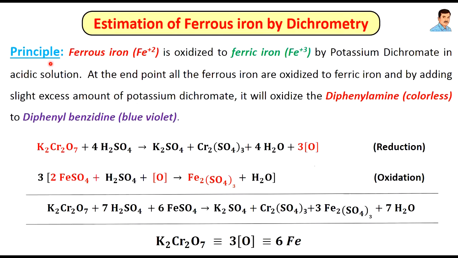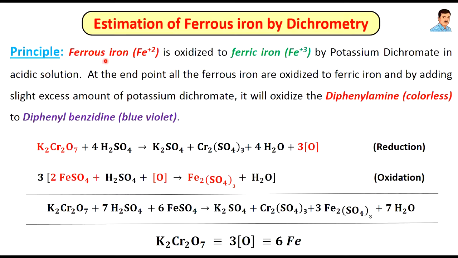The principle of the experiment is oxidation of ferrous iron into ferric iron by potassium dichromate. In this experiment, potassium dichromate acts as the oxidizing agent, and it will oxidize ferrous iron present in the sample solution into ferric iron. And for this oxidation, potassium dichromate requires acid medium. So we will be using one acid, that is sulfuric acid, as an additive in this experiment.